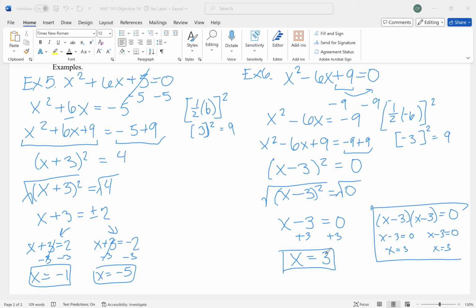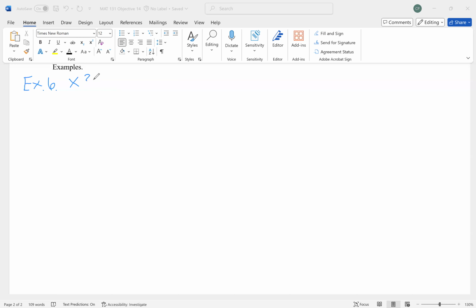All right? We got 2 more examples, okay? So for example 6, we're going to do another one just like the one we just did, so we can make sure we understand it, okay? So we have x squared plus 10x plus 25 equals 0. We're going to subtract 25 on each side.